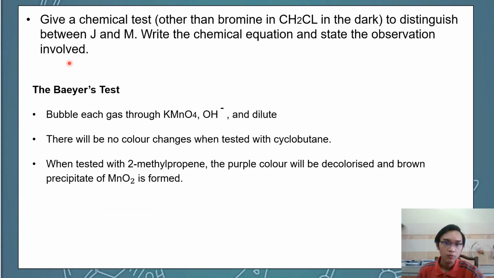My name is Muhammad Haziq bin Zulkifli. Here is the question: give a chemical test other than bromine in CH2Cl2 in the dark to distinguish between J and M. Write the chemical equation and state the observation involved. In this question we use the Baeyer test. Bubble each gas through cold KMnO4, OH minus and dilute. First, we use cyclobutane, which is the M structure.